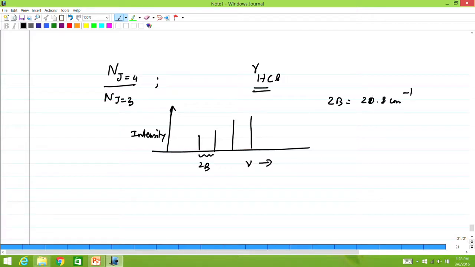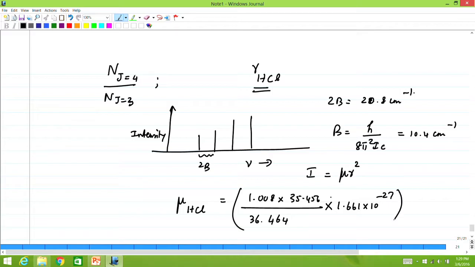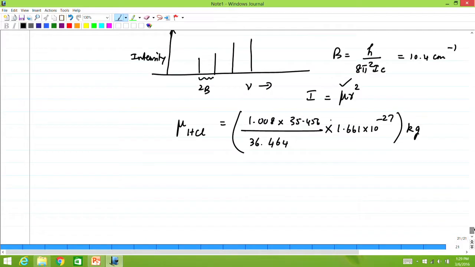20.8 centimeter inverse. And you know B is given by the formula h by 8 pi squared IC, and therefore h by 8 pi squared IC is 10.4 centimeter inverse. And since I is equal to mu R squared, and in the case of HCl, mu of HCl is 1.008 into 35.456 divided by 36.464 times 1.6661 into 10 raised to minus 27 kilograms. Therefore, mu is known, R squared is what you are asked to calculate.